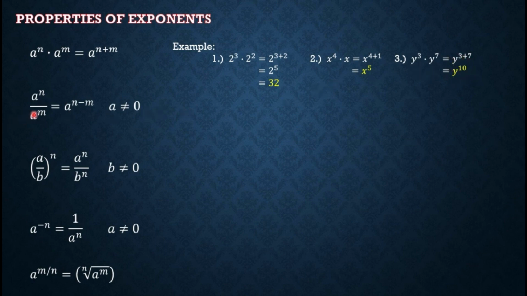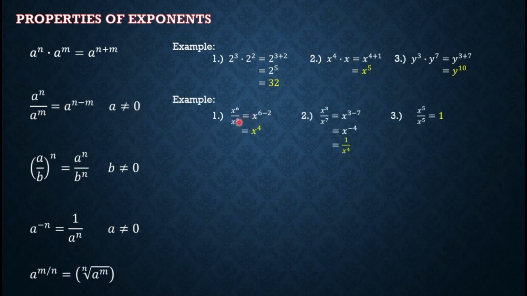Another theorem of the exponents: a to the power n over a to the power m is equal to a to the power n minus m, where a is not equal to 0. For example, x to the power 6 over x squared is equal to x to the power 6 minus 2, so the result is x to the power 4. x cubed over x to the power 7 is equal to x to the power 3 minus 7, which is equal to x to the power negative 4. Another example, x to the power 5 over x to the power 5 is equal to 1, because they have the same base and the same exponent, so it equals 1.